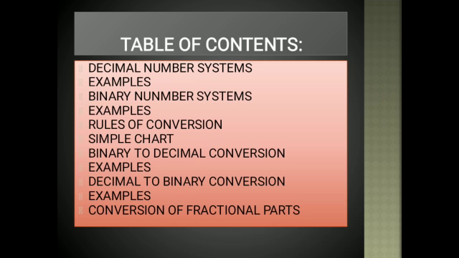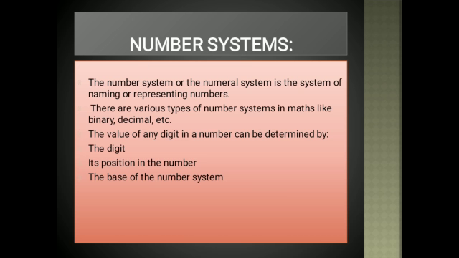Table of contents. First of all, I will discuss the number system, then decimal and binary number systems, then I will discuss rules of conversion and then conversion of fractional parts. Number system. The number system or numerical system is the system of naming or representing numbers. There are various types of number systems, binary number system, decimal number system, and so on.